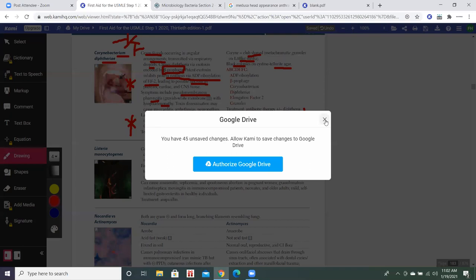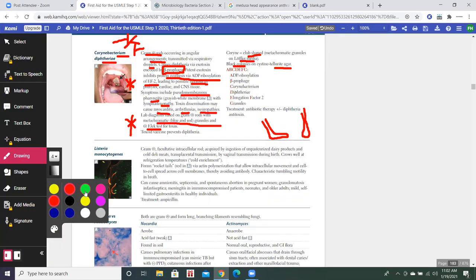The way I would like you to remember this is, when you think about diphtheria, think about a golf club. For example, this is a golf club. So this is club-shaped and metachromatic blue and red. So the blue and red golf club, try to think about this when you think about Corynebacterium diphtheriae, for the club shape and the blue and red color of the club, for the metachromatic blue and red granules. So try to remember this diagram for Corynebacterium diphtheriae and you should be good.